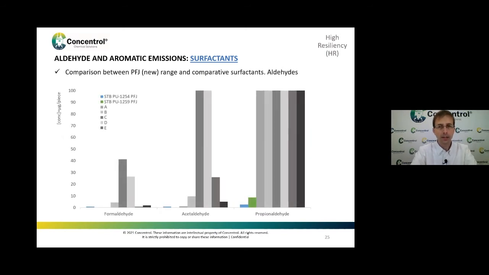In the graph of the aldehyde values, in gray, we see the results of the 6 references that had been taken for comparative purposes, and in blue and green, the values obtained with surfactants from the PFJ range. We should remember that in this case, the analysis is done on the surfactant and not on the foam.